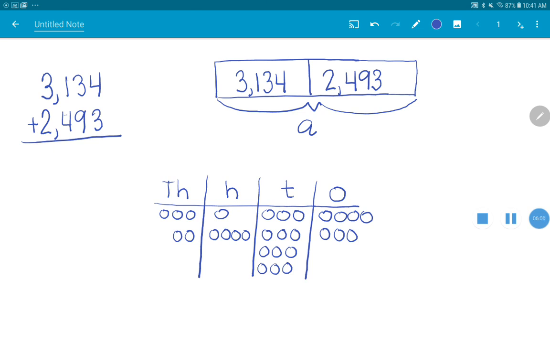So we have put 3 thousands, 1 hundred, 3 tens, and 4 ones in our place value charts. And then we've put 2 thousands, 4 hundreds, 9 tens, and 3 ones in our place value chart. So to add these, if I look at my ones, I have 4 ones plus 3 ones. What does that equal? How many ones do I have altogether? 1, 2, 3, 4, 5, 6, 7. I have 7 ones.